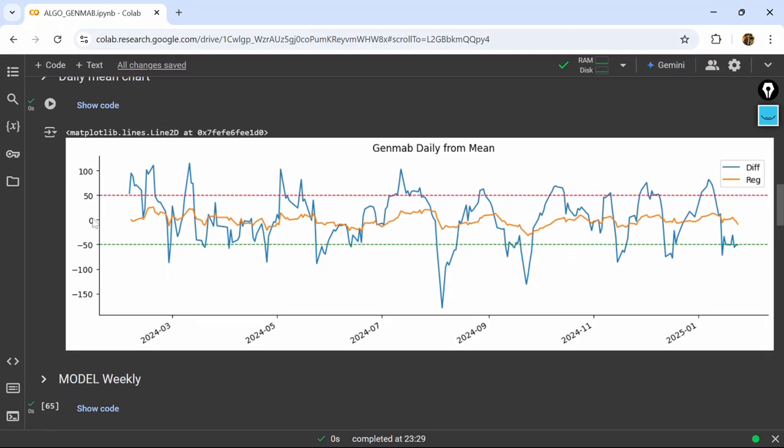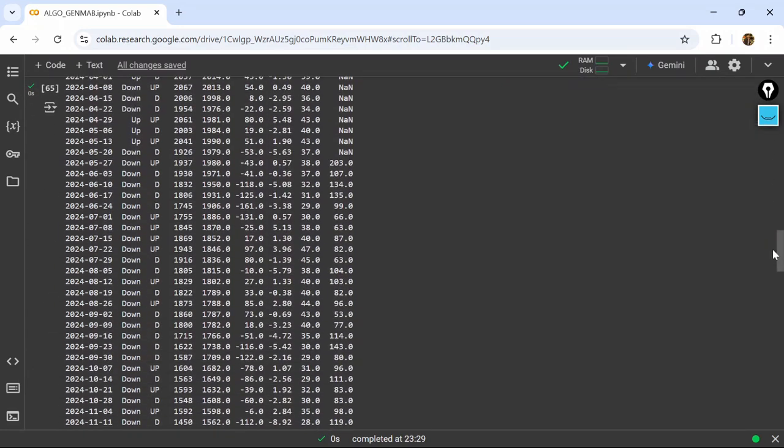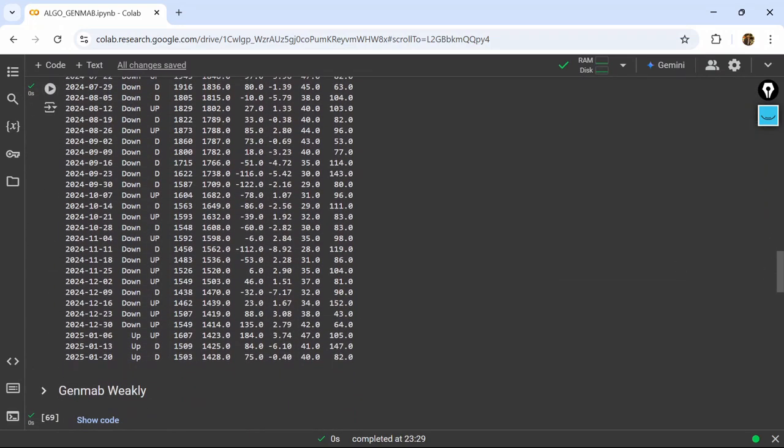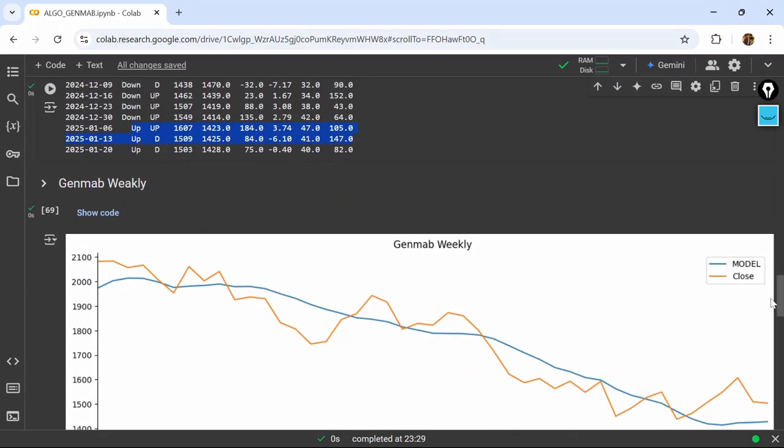So we have minus 50 for Genmab. If it's above 50 kroner from the mean, then this is the selling point. And if it's below 50 kroner from the mean, then this is the buying side, and above is the selling side. We also have a weekly chart, and on the weekly chart we can see it's in the uptrend. So this shows that the stock will soon move into the uptrend.